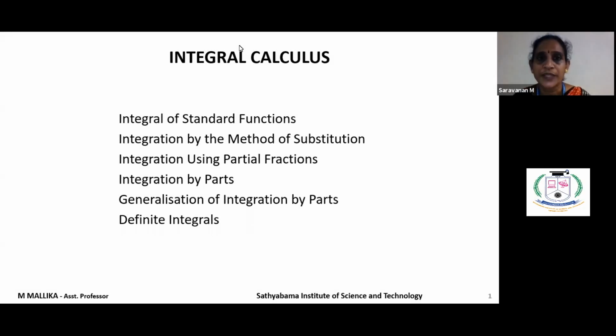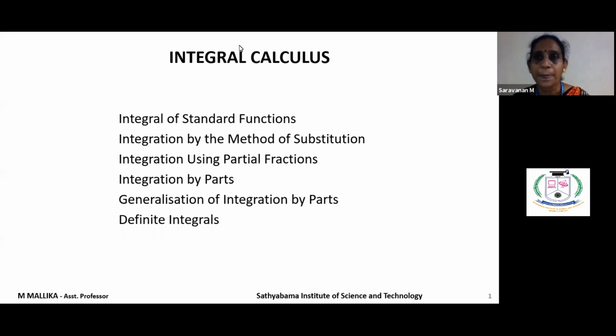I just want to tell you that your unit 2 is actually differential calculus, and integration is basically the inverse process of differentiation. So what are all the formulas you have learned in the derivatives? Using those formulas, you will be having formulas under integration. This is the first thing.